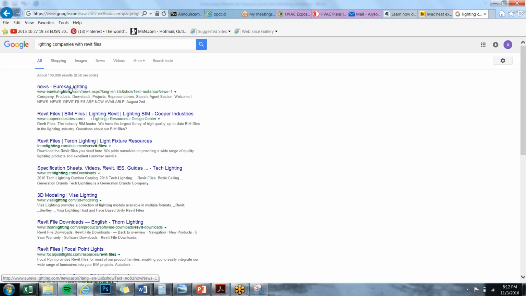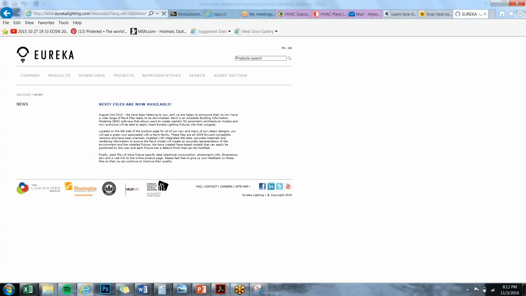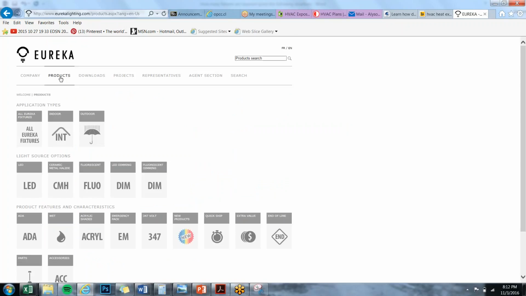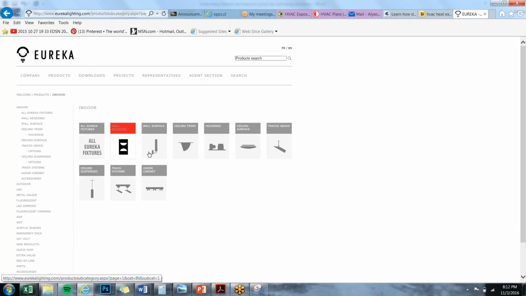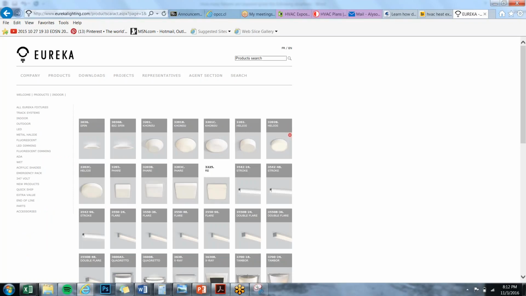Okay, so there's Eureka Lighting. Let's see what happens when we click on Eureka Lighting. They're now available. All right, products. So all the fixtures, indoor, outdoor, we definitely want indoor. Oh, look, they have light source options. So if you already know you want an LED, you could pick that. You want it dimmable. We want to have ours be ceiling surface mount, most likely.